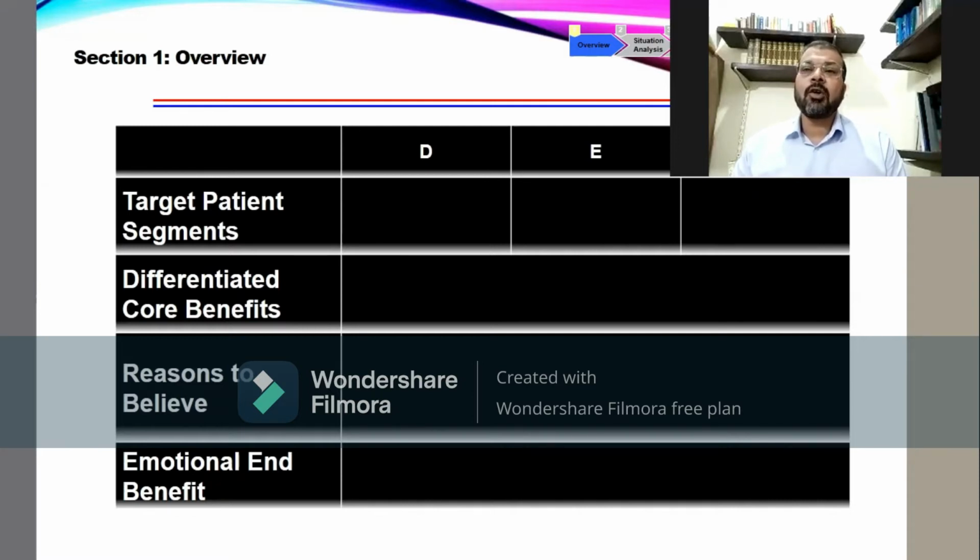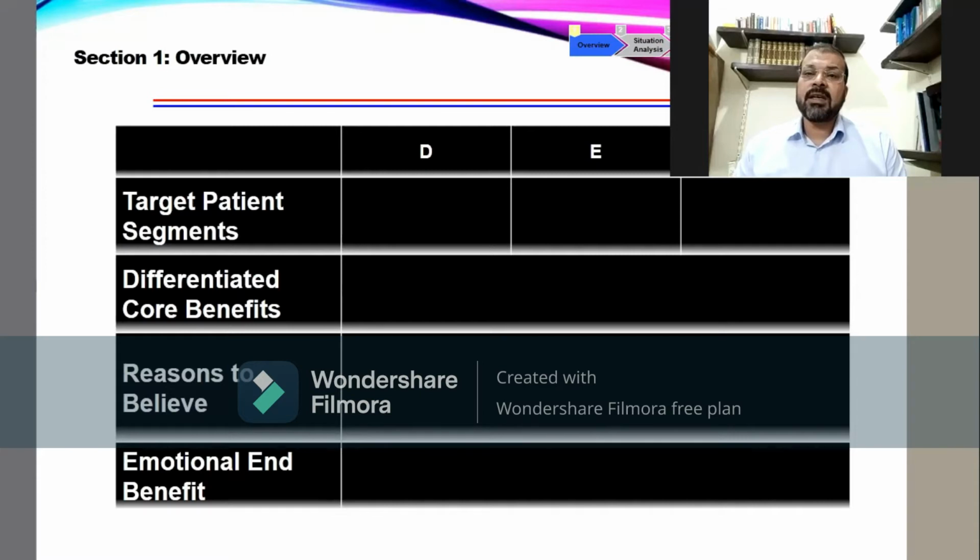Then you highlight the core benefits. Every product has some core benefits for which it's being prescribed, like it may be a broad spectrum, it may be prescribed as first choice, it may be the most cost-effective treatment. So you highlight the core benefits of your brand.